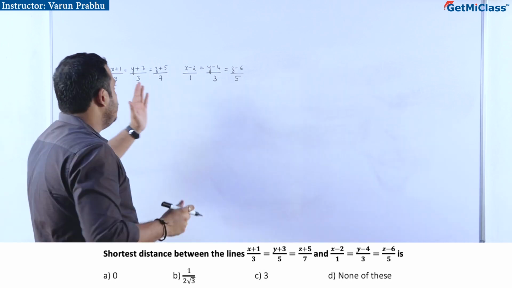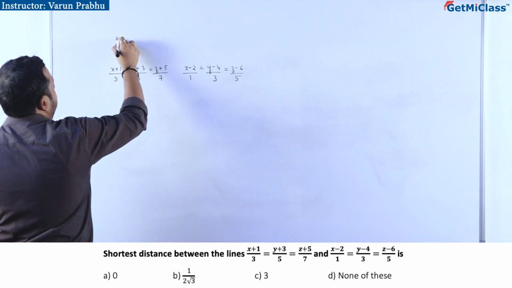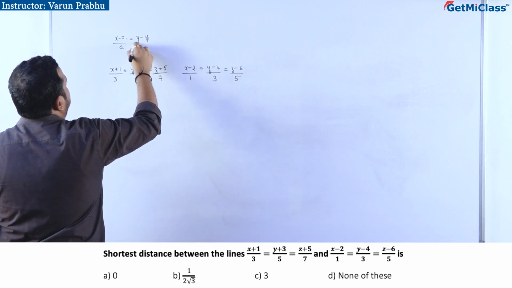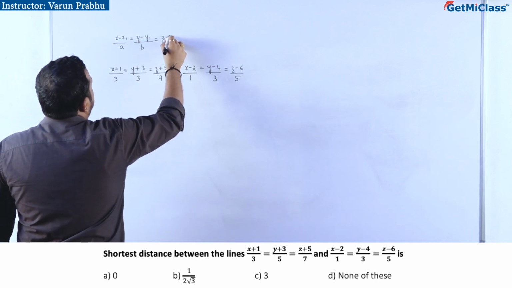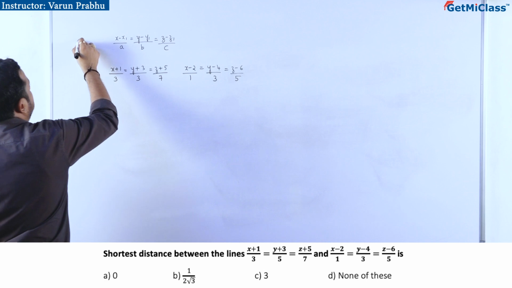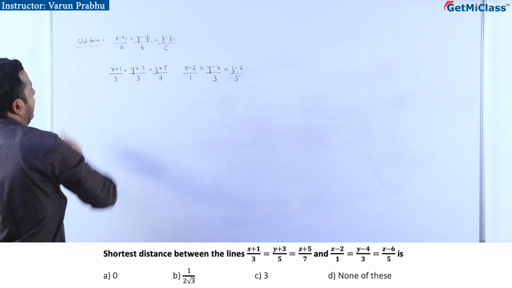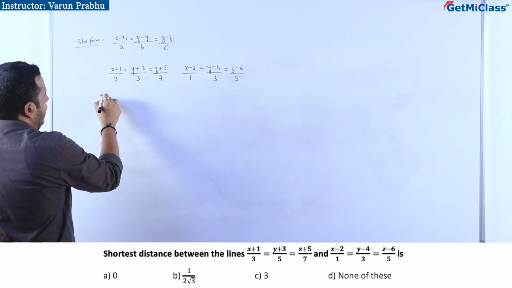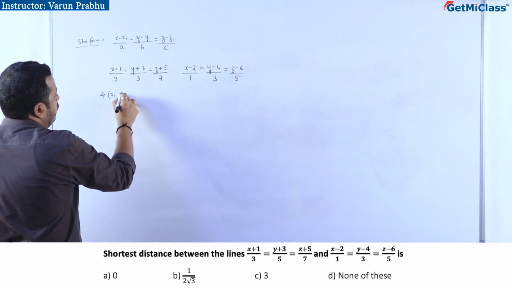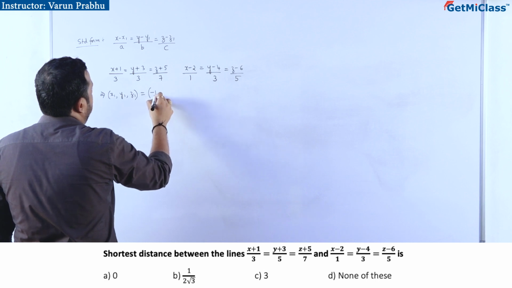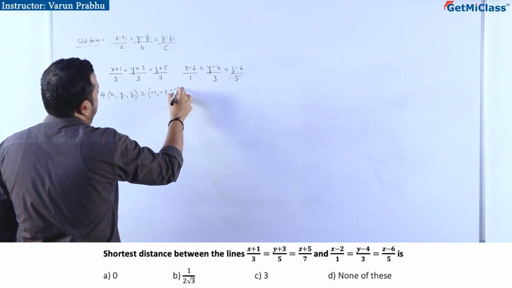The question is asking what is the shortest distance between these lines. We know (x − x1)/a = (y − y1)/b = (z − z1)/c is the standard form of a straight line, right? So I may write (x1, y1, z1) = (−1, −3, −5), correct?